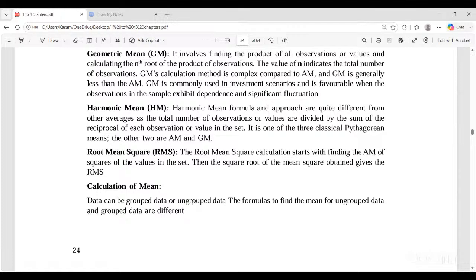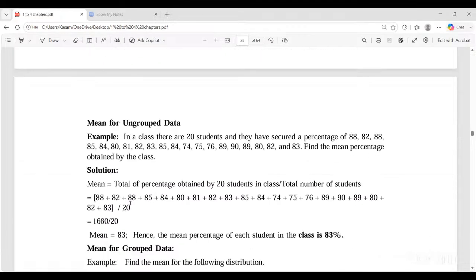Harmonic mean formula and approach are quite different from the other averages, as the total number of observations is divided by the sum of the reciprocals of the observations. RMS, root mean square: the arithmetic mean of the squares of the values of the set is calculated, and then its root is taken. So see here.